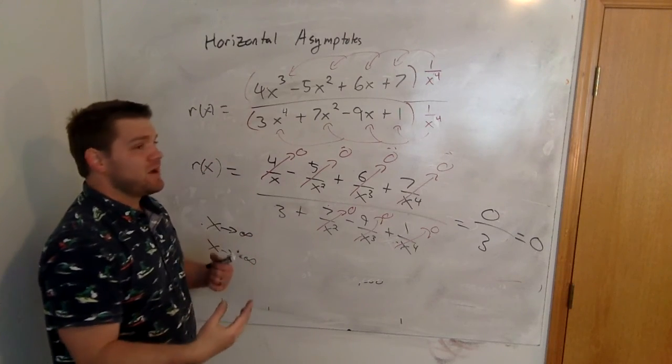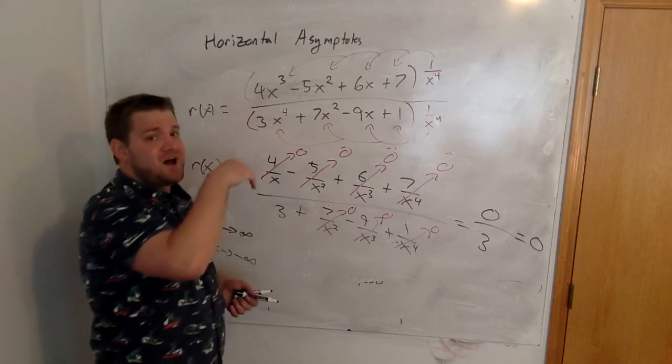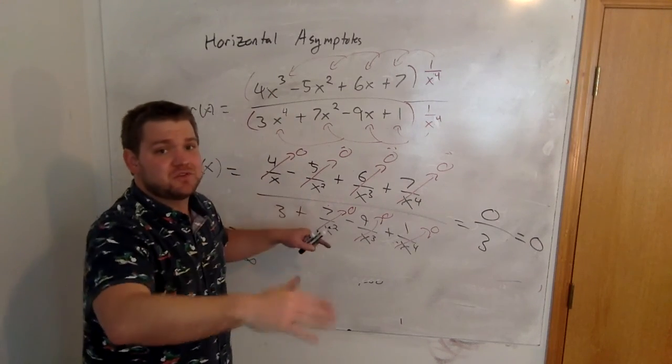Again, the way I just think about it is you got a really big number in the bottom, you got a smaller number in the top. That's going to be getting closer to 0.